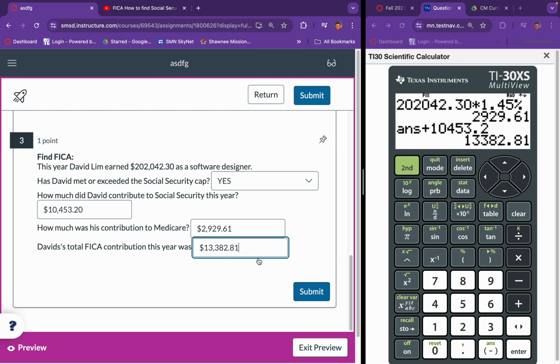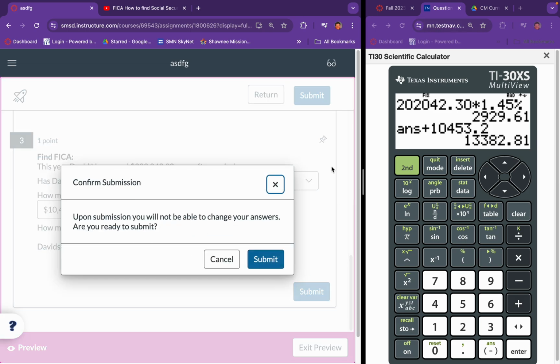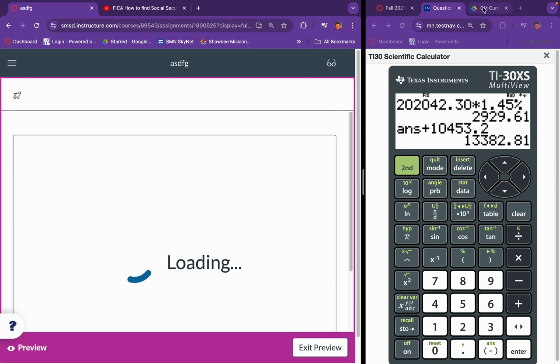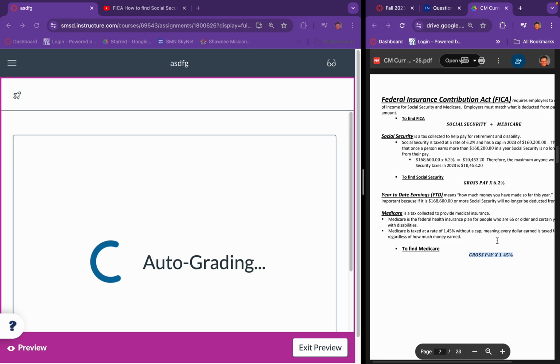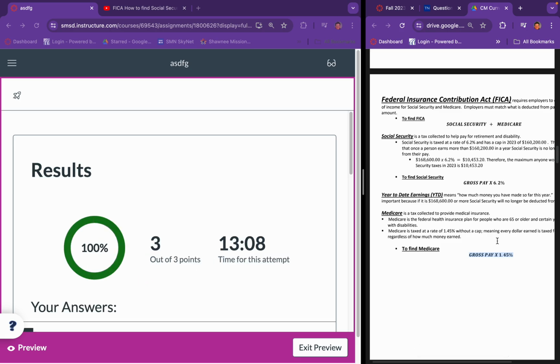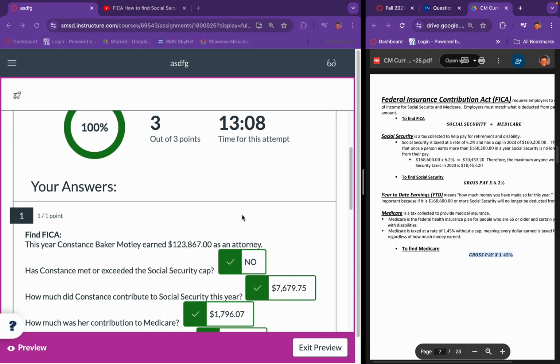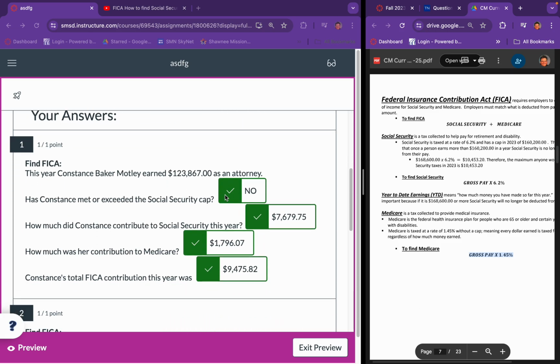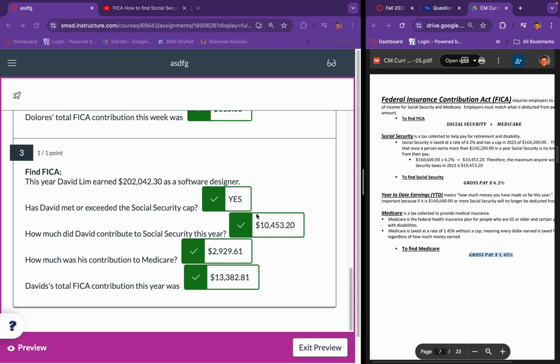All right? So that's how you do those problems. You're welcome to use your notes. This is one of those times when you definitely want to use your notes to make sure that you have all the numbers correct. And again, let's point out that if the answer to this is no, you have to do the math. And if the answer to this question is yes, then this is the answer: $10,453.20. That's what it says right here, that there is a cap.